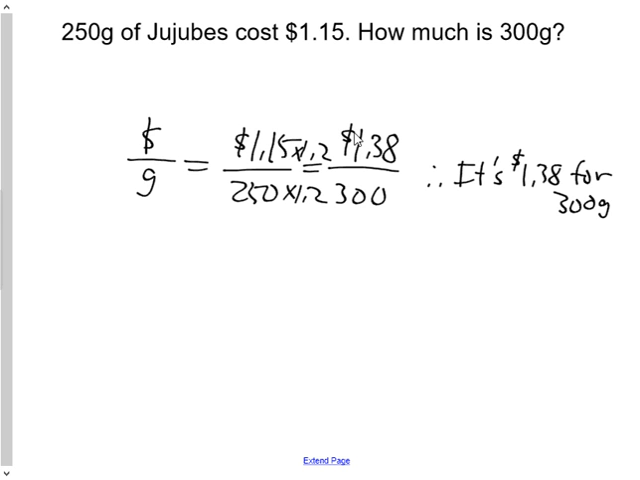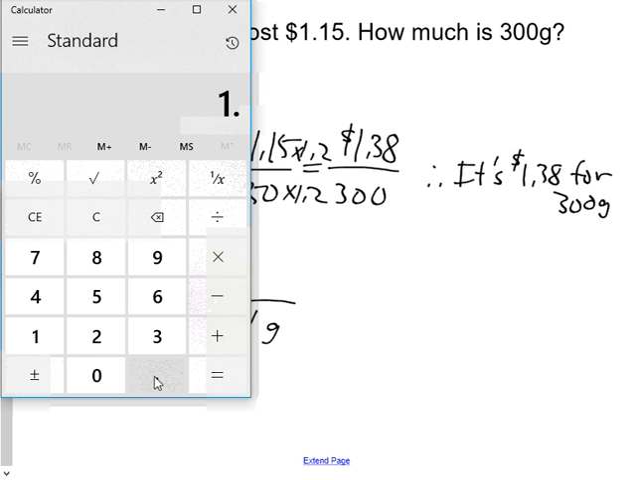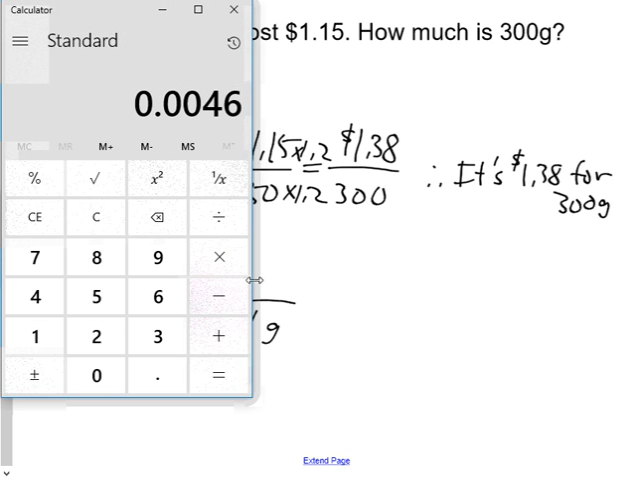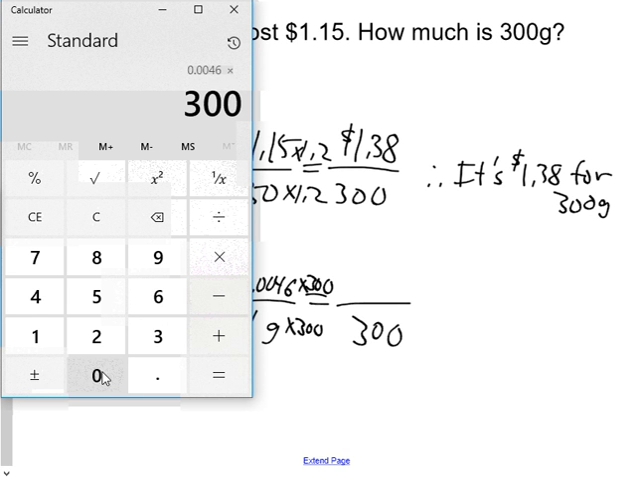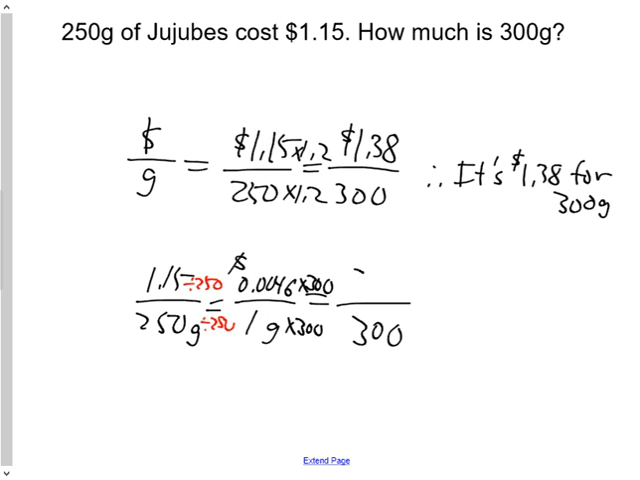Our second method takes the same rate of $1.15 for 250. But this time we're going to figure out how much 1 gram is. So we're going to divide both by 250. And $1.15 divided by 250 is less than a penny per gram. It's 0.0046 dollars per 1 gram. And to get it to 300 grams, which is what my question is, what would I multiply both terms by? 300. And 0.0046 multiplied by 300 tells us that if 1 gram is less than a penny, then 300 grams is $1.38. Same answer as before.